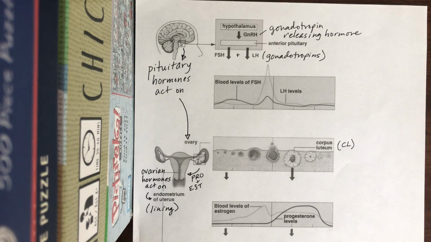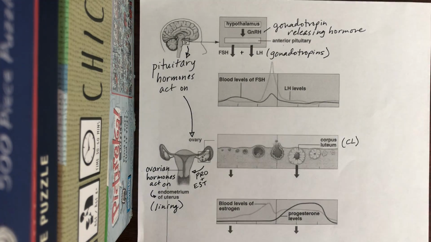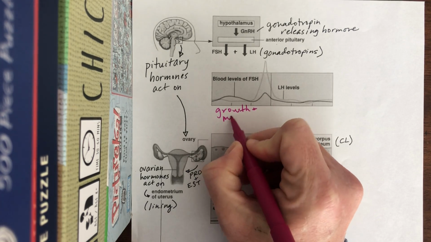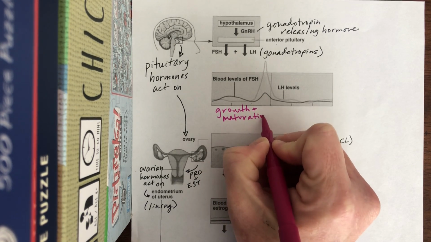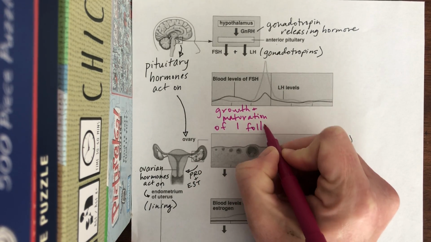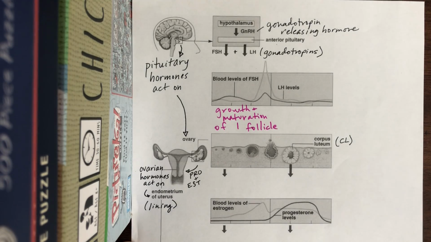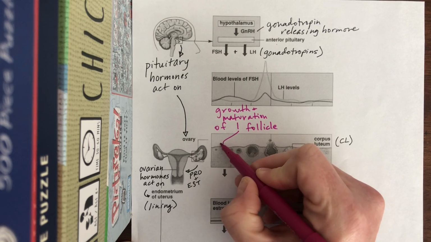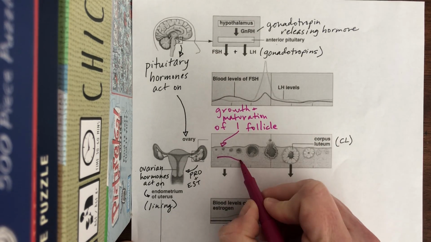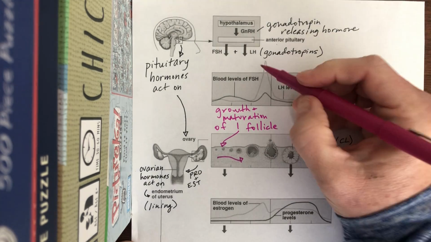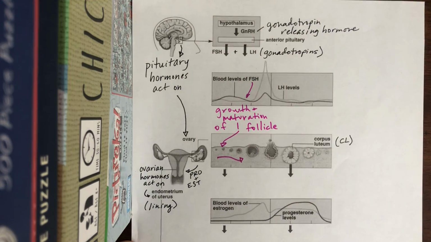Okay, so this is going to be, I'll switch to this. And remember, the follicle is the structure that contains the egg. So this is a follicle maturing. FSH is what does that, coming from the anterior pituitary.